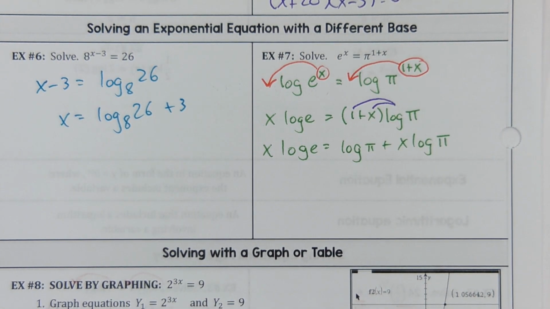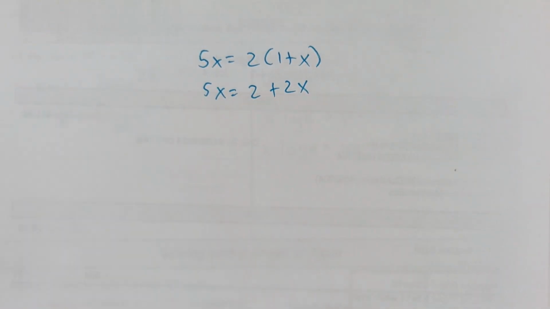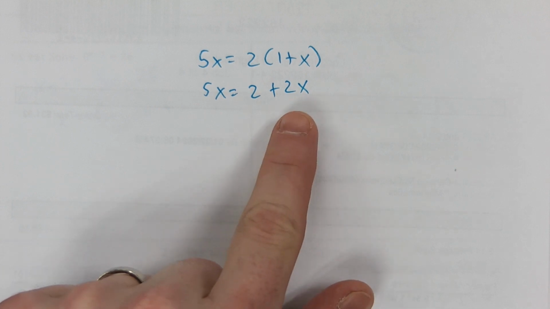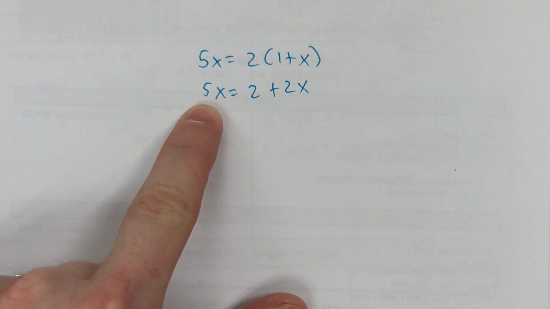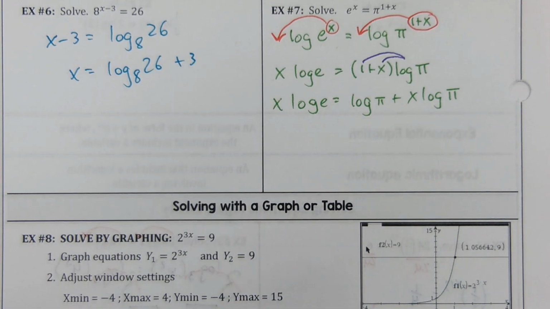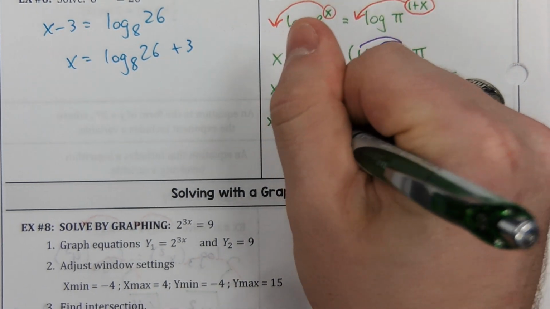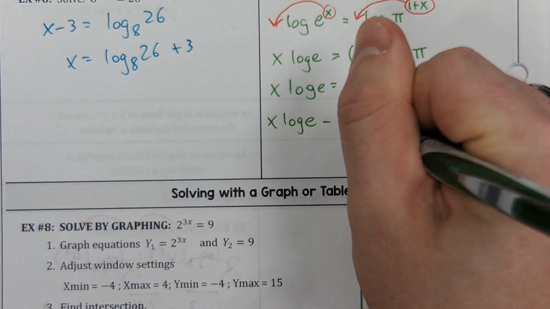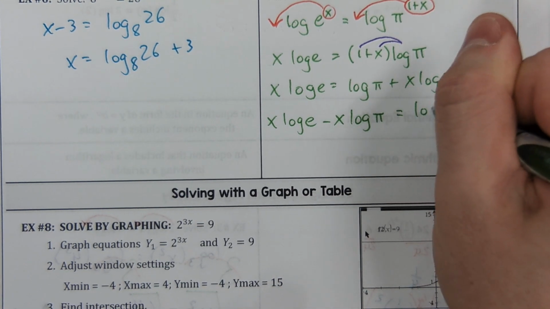Back to the Algebra 1 example I just showed you. How would you have gone forward from here? Subtract 2x. You would have brought everything with an x to one side, and things that didn't have an x to the other side. I'm going to subtract x log pi to the left side. It's going to get me this: x log e minus x log pi equals log of pi.